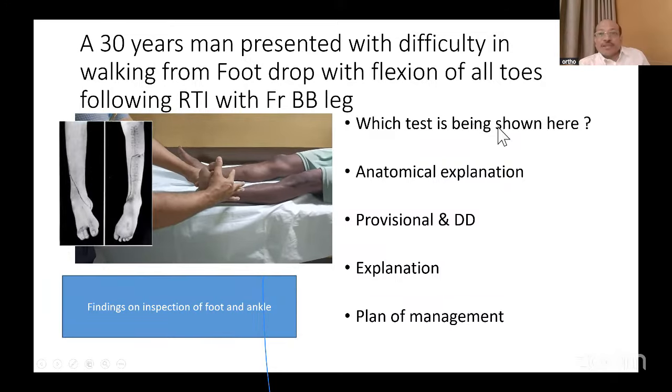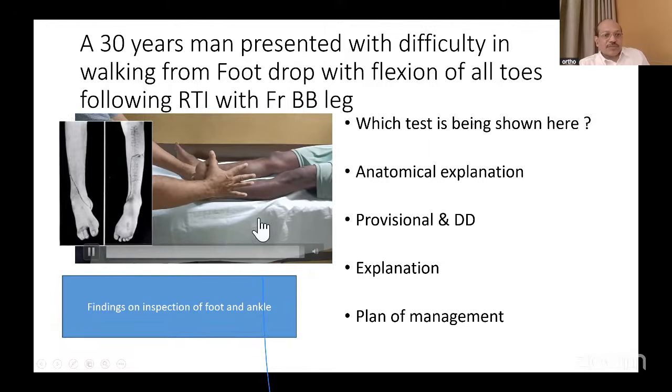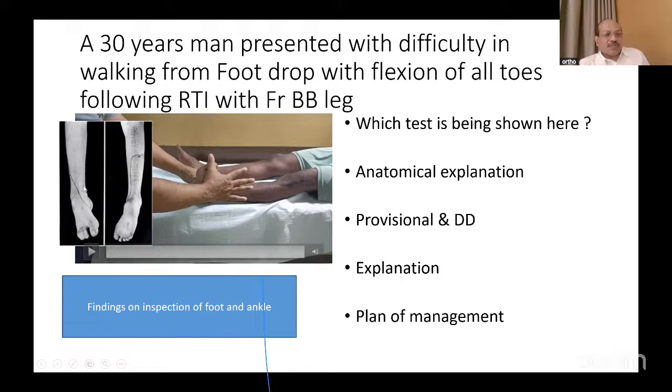So, flexion of all the toes following a road traffic accident. Now see, this is not the picture of this case. This is a different picture, but the same type of picture can be seen in this case. So this is the equinus deformity, and this is the inspectory finding on the foot, the equinus deformity, and then this is the finding of the toes.